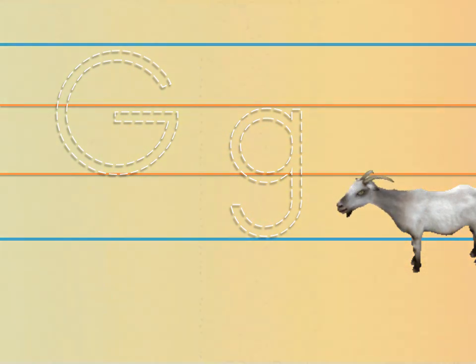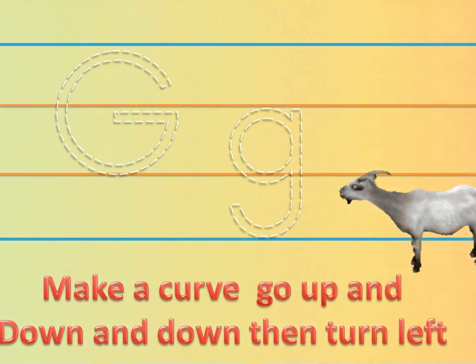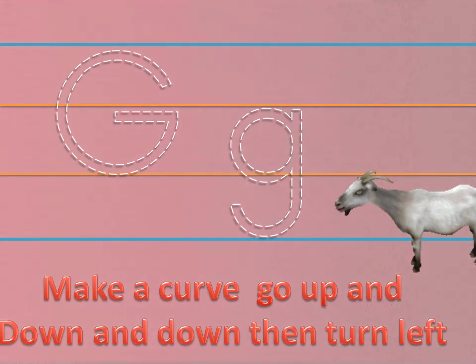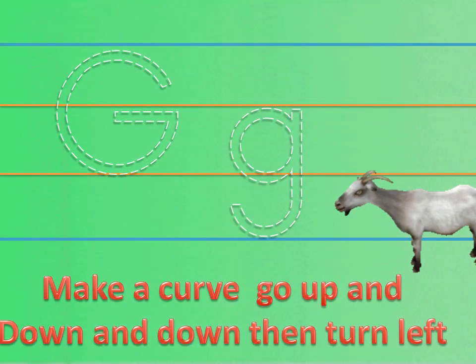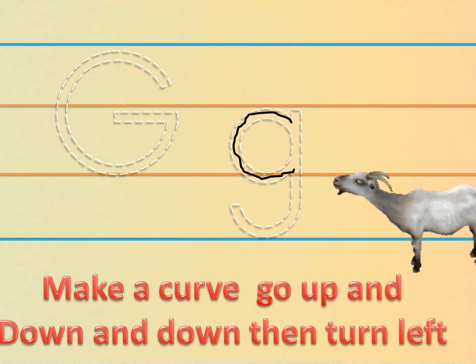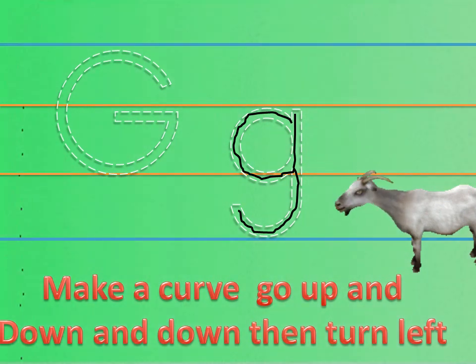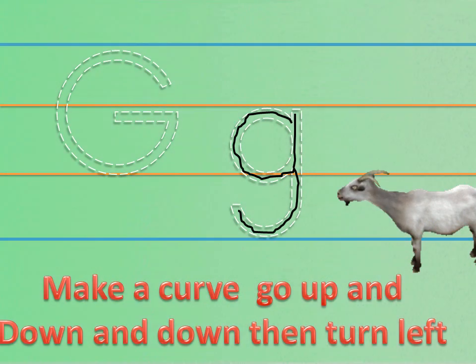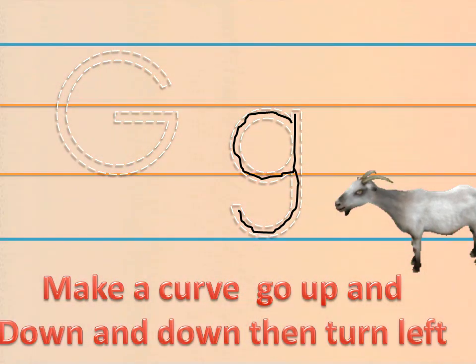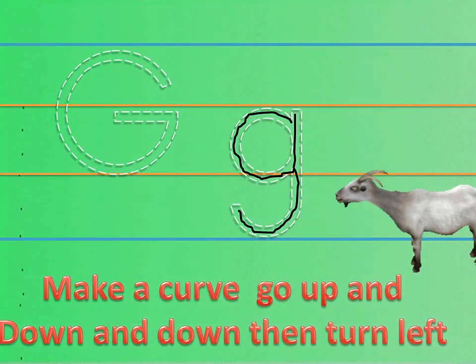G is the letter and G is the sound. Make a curve. Go up and down, then turn left. Letter G and the sound is G. Make a curve. Go up and down, then left. G. G goat. G goat. G is the letter and G is the sound.